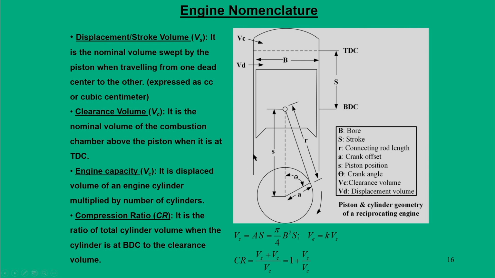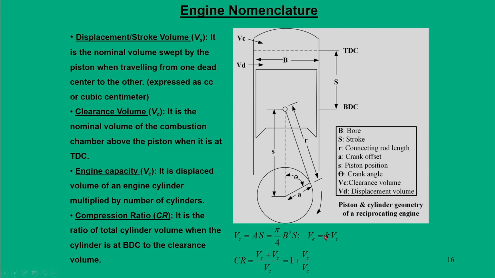Then another important word that we mainly use in IC engine terminology is called the compression ratio. It is the ratio of the total cylinder volume when the piston is at BDC to the clearance volume. Mathematically, Vs is the stroke volume, that is the area of the piston times the stroke, which is pi by 4 B square into S.